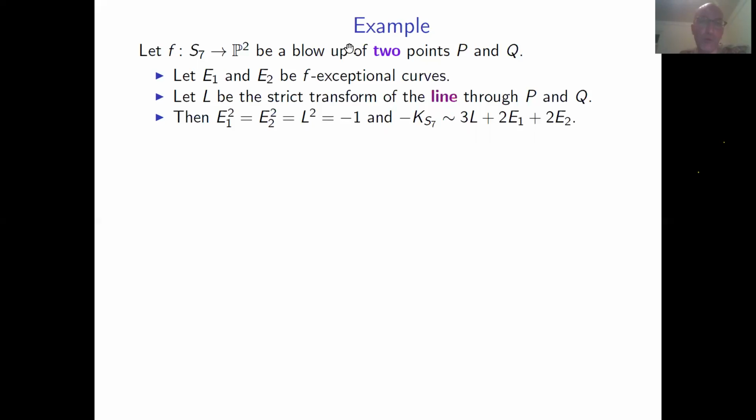You blow up 2 points on P2. You have two exceptional curves. And then you take a third -1 curve on the surface: the strict transform of the line that passes through points P and Q. So these are the 3 -1 curves in S7. An anti-canonical divisor can be split like this: it's a sum of these 3 -1 curves with these coefficients.